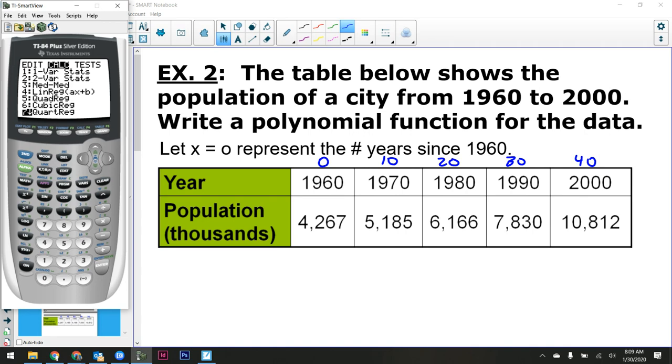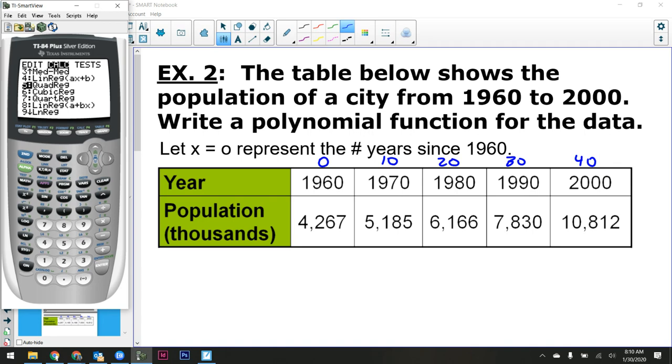And then we try quartic. Let's see what's down below there. That's just another linear regression. And then we have this thing called ln reg, the natural log reg. Ooh. Yeah, we're not going to get into that just yet. But here's what we're going to do.